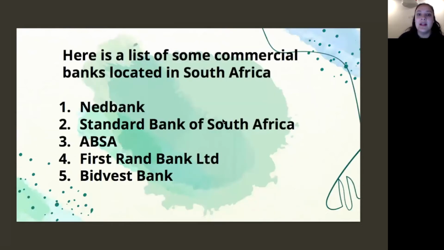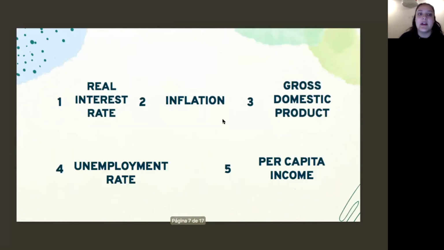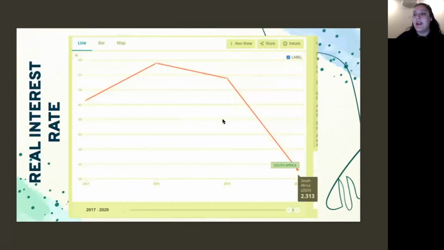Here we can see a list of some of the commercial banks located in South Africa. The indicators that we selected are real interest rate, inflation, gross domestic product, unemployment rate, and per capita income. The real interest rate is the rate that has to be adjusted in order to remove the effects of inflation, to reflect the real cost of funds. Their main objective is to balance the economy and to avoid a huge impact of inflation in the economy. The purpose is to stabilize prices, create jobs, and keep the economy secure.